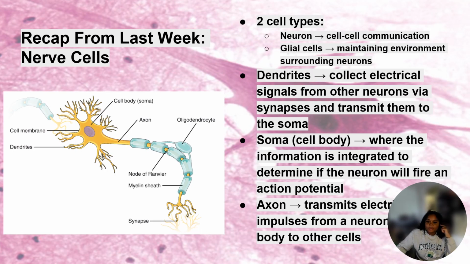Another recap from last week. Again, I'm kind of speeding through this because we already went through it, but it's very important that you know the organelles and the parts of a nerve cell. Specifically, we're talking about cell signaling. We talk about the axon.